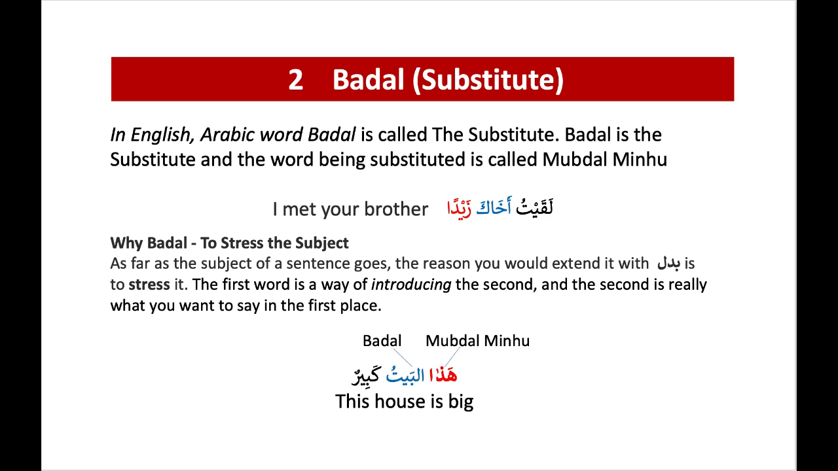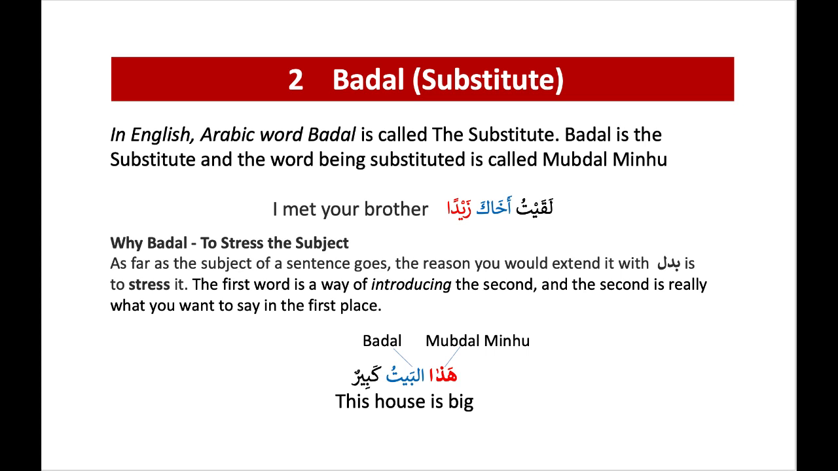Let's look at an example. Laqaitu akhaka Zaidan. Laqaitu, I met. Akhaka Zaidan, your brother, Zaid. Now I could have said Laqaitu Zaid, but instead the word akhaka has been brought in order to stress or establish who the Zaid is. So here akhaka is Mubdal Minhu and Zaidan is Badal.